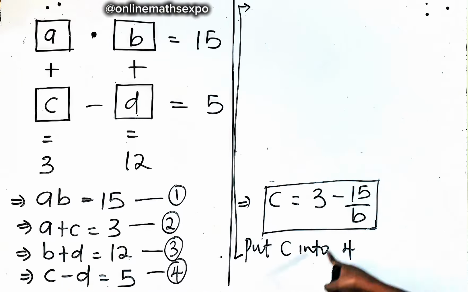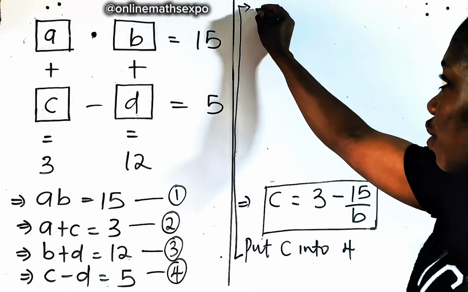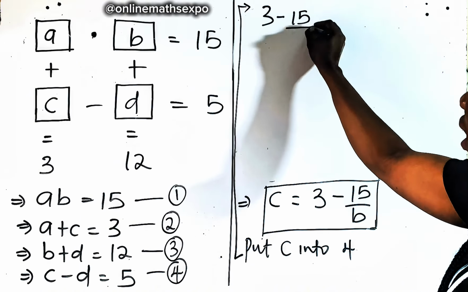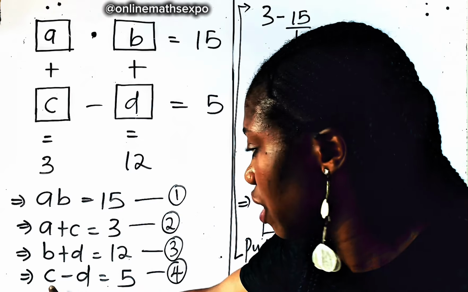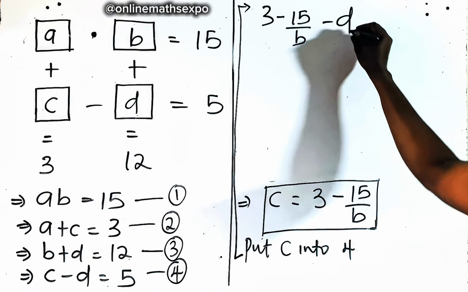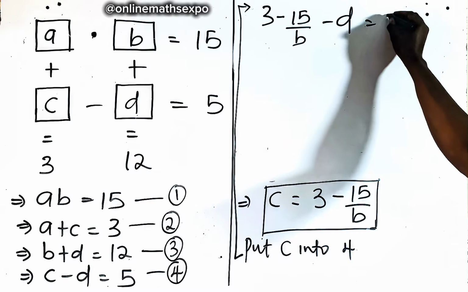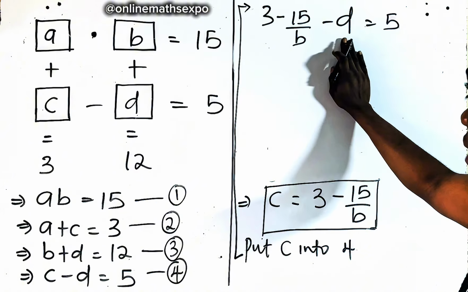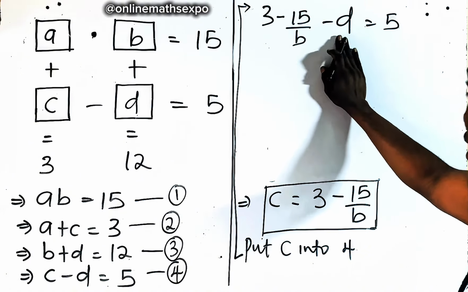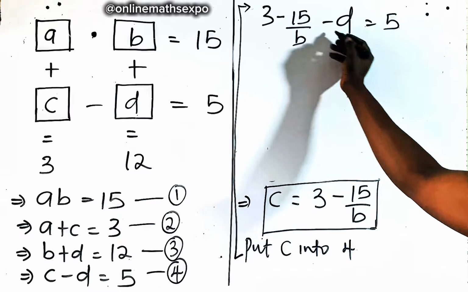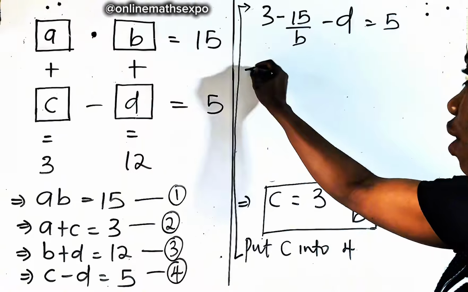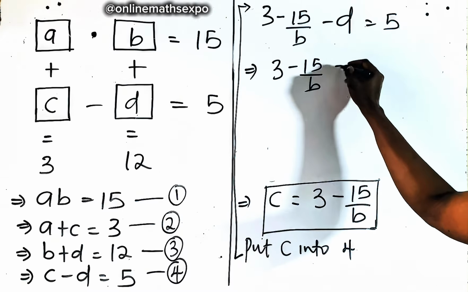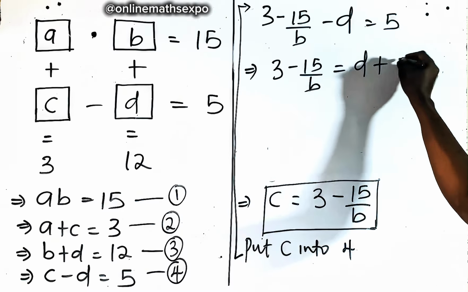So look at our C. We are going to replace it with this. So it's going to give us 3 minus 15 divided by B. That's the value of C. Then subtract D and is equal to 5. So what do you do now? Let's target making D the subject. If I want to make D the subject, it means I need to take D to the right side. To do that, D is already negative, so you add. If you do that, you have 3 minus 15 divided by B is equal to D add 5.